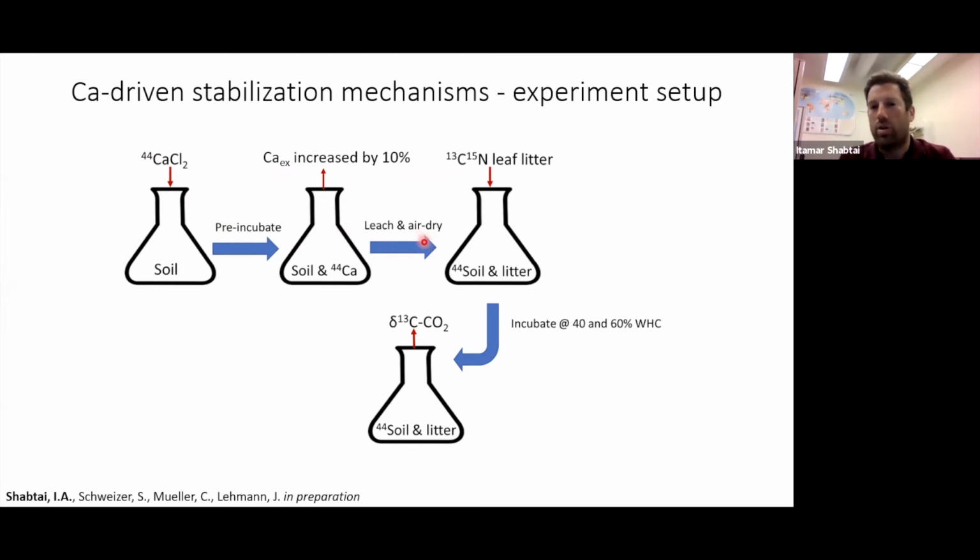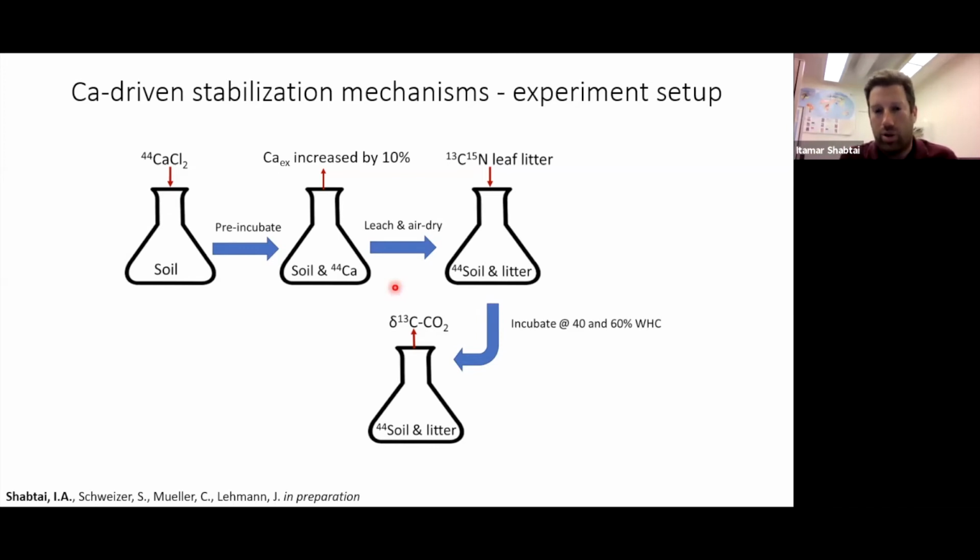We air dried the soils, and then we added 13C15N leaf litter from willows, and we incubated this litter-soil mixture at 40 and 60% of their water holding capacity to continue our interest in looking at how water content is affecting all of this on top of the role of calcium.